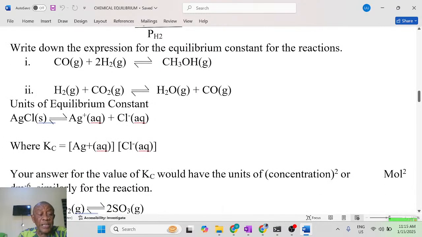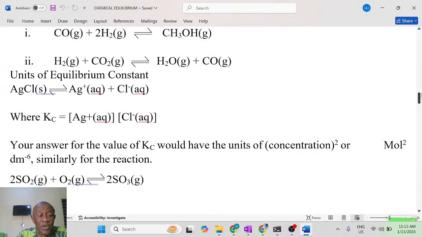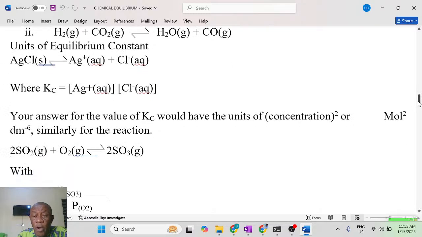We say that AgCl gives us Ag+ ion plus Cl- ion, where Kc is equal to Ag+ aqueous times Cl- aqueous. Your answer for the value of Kc will have the unit of concentration squared, that is mol² dm^-6.